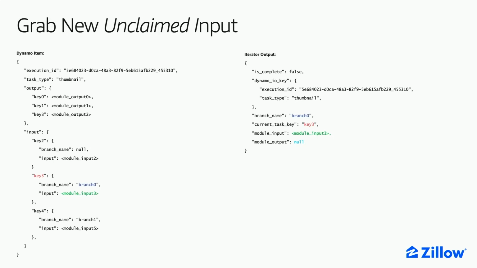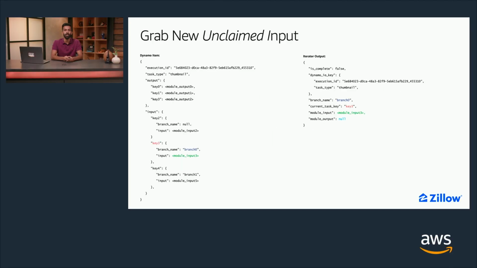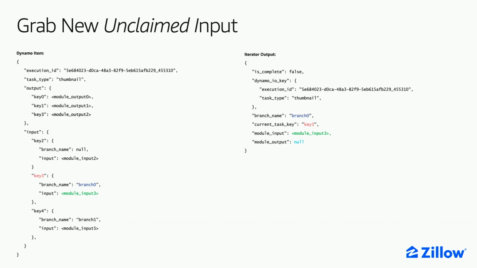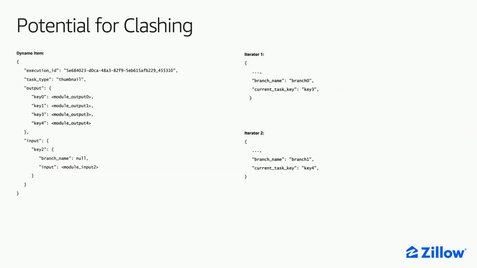Finally, we need to grab another input. The key here is that we need to grab an input that is not being worked on by another branch. We do this by simply grabbing a list of all of the inputs and finding one that is unassigned to a branch. As is, this can lead to an issue if two iterators run at the exact same time and try to grab the same unassigned input.